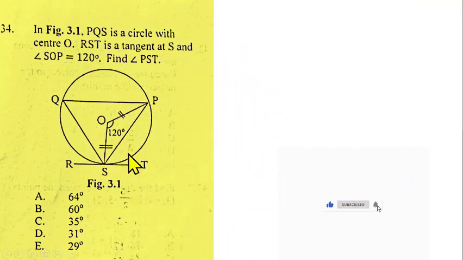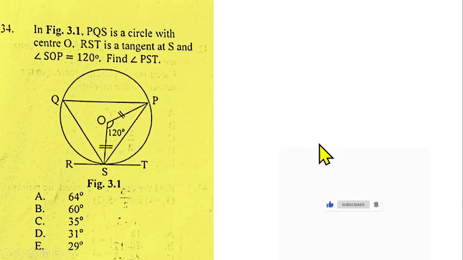Question number 34 is from the circle geometry. We are told that in the figure below, PQS is a circle, center O, RST is a tangent, RS is a tangent at S, and angle SOP is 120 degrees. We have to calculate angle PST. We have to find the angle that is here, angle PST.